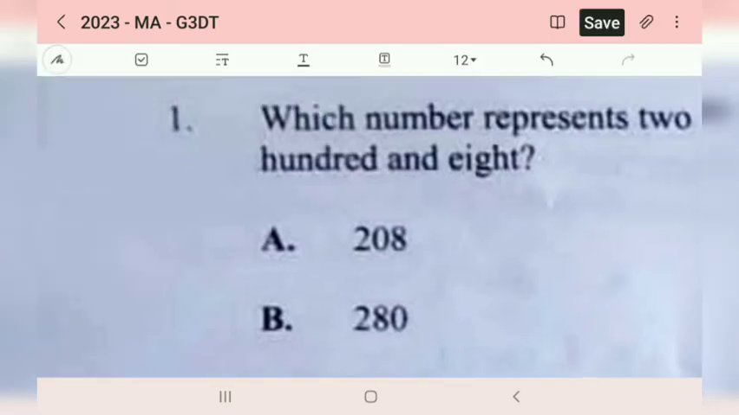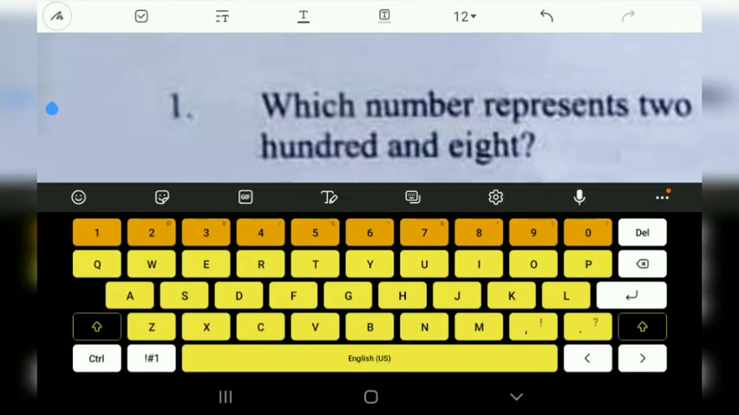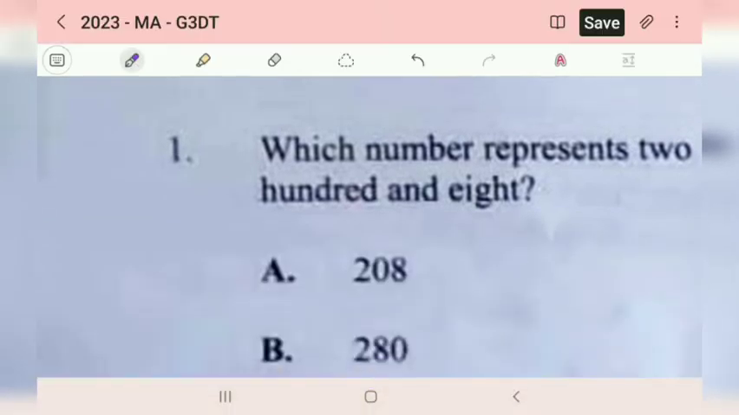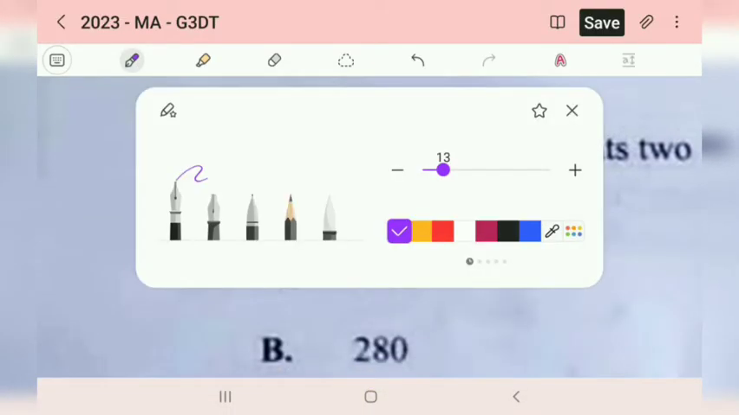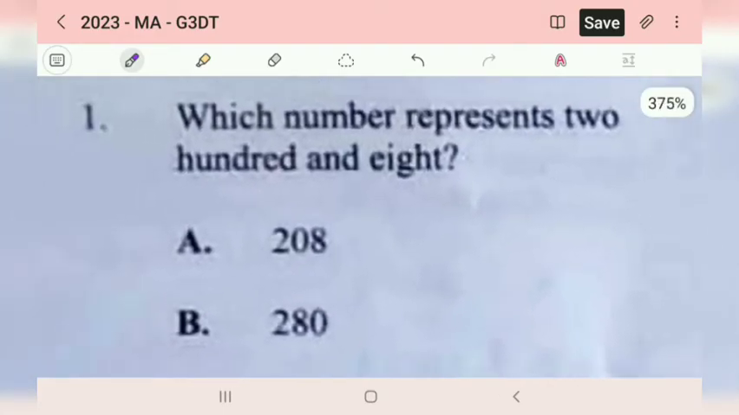Moving on to number 1. Which number represents 208? So right away you're hearing 200, 208, 200. So what's in the hundreds place? All right. Are you hearing any tens? No, you never heard any 20, any 10, any 50, 40. So you're looking for a 2 in the hundreds, no tens, and 8 in the ones place.